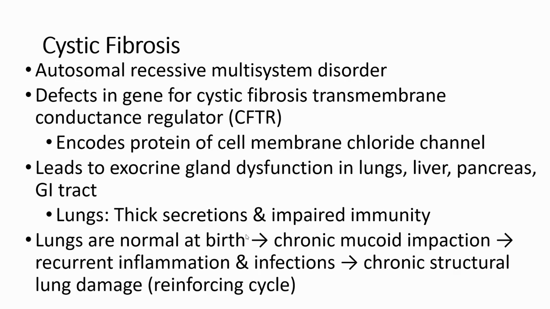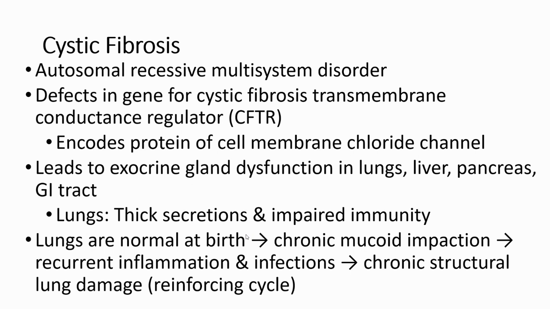Cystic fibrosis is an autosomal recessive multisystem disorder, with a defect in the gene for cystic fibrosis transmembrane conductance regulator, CFTR, which encodes a cell membrane chloride channel protein, leading to exocrine gland dysfunction in the lungs, liver, pancreas, and GI tract. In the lungs, there is thick secretion and impaired immunity.